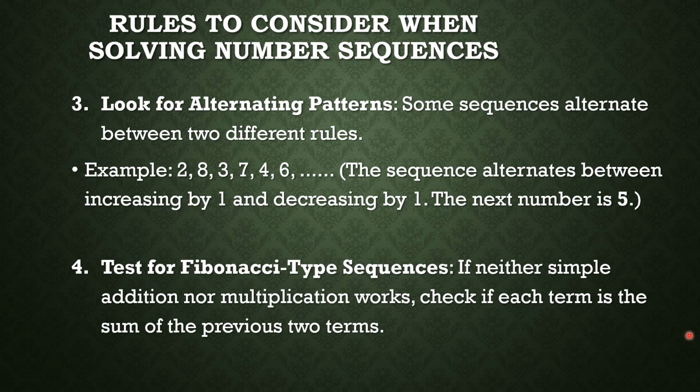Also, we can check if these numbers are following any Fibonacci type of sequence, which is nothing but every number is a sum of its two previous consecutive numbers. In this example, if we see 0 plus 1 is 1, 1 plus 1 is 2, 1 plus 2 is 3, 2 plus 3 is 5. So this is how we can find out what would be the final number, which is nothing but 13 plus 8.